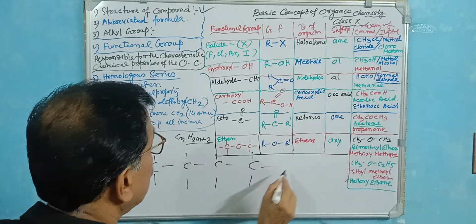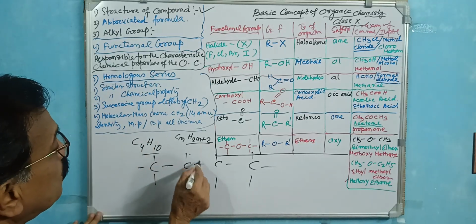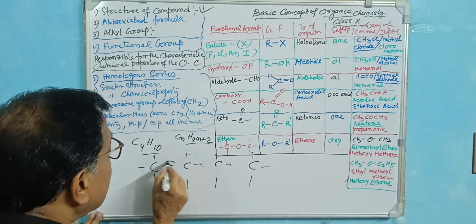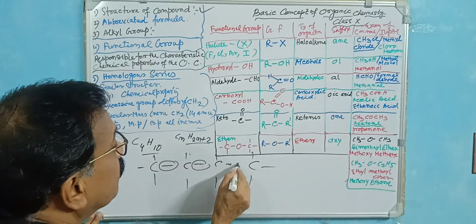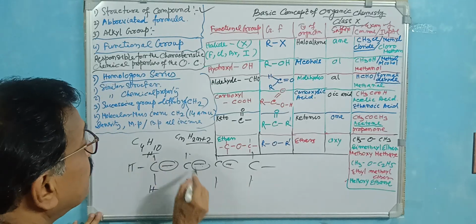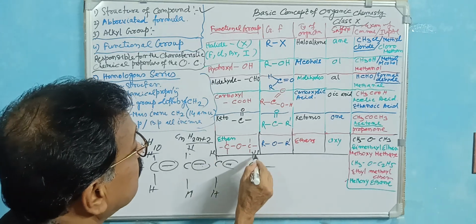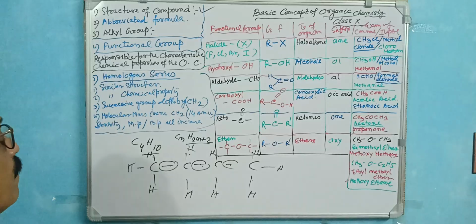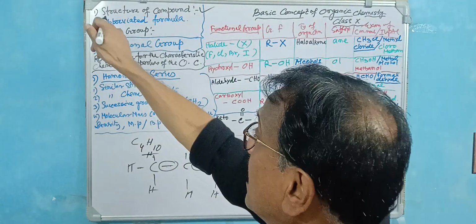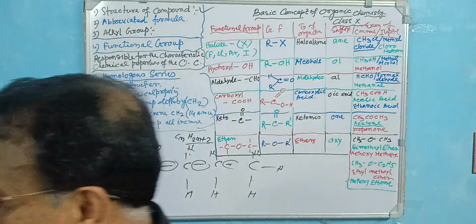Okay. You just count the carbons, 1, 2, 3, 4. These are actually called the carbon-carbon bond, and this is called the hydrogen-carbon bond. Okay, so this is actually the skeleton. You just complete this. So what is the number of hydrogen? This is 10 hydrogens, you see. Okay, is it clear? So these are actually called the structural formula or the structure of the compound.